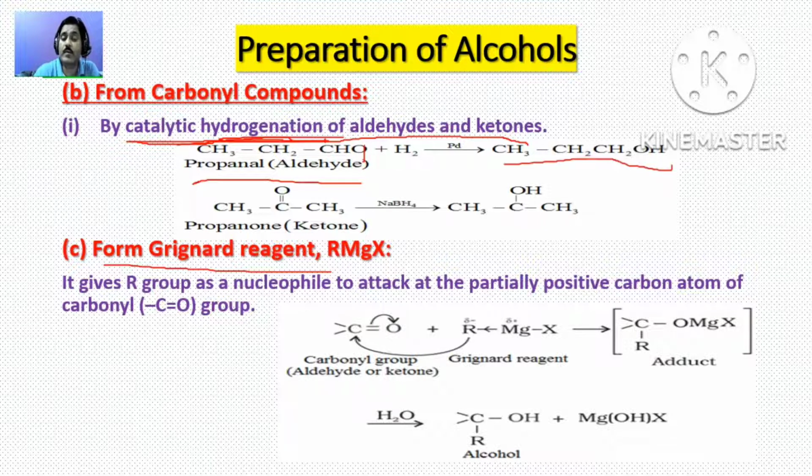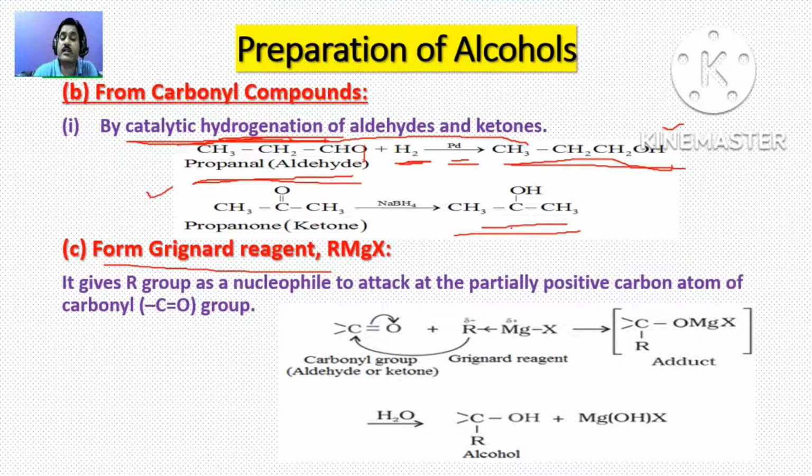For example, propanal is here, CH3CH2CHO. When hydrogen is added in the presence of palladium catalyst, then it will form propanol, CH3CH2CH2OH. So we can prepare alcohols from aldehydes. Similarly, we can prepare alcohols from ketones.